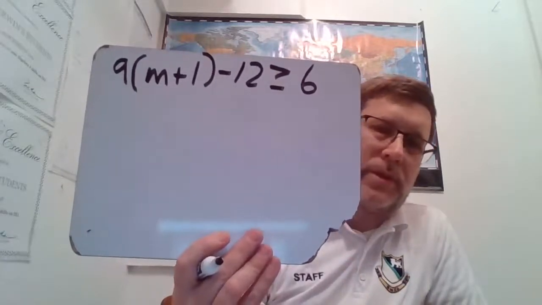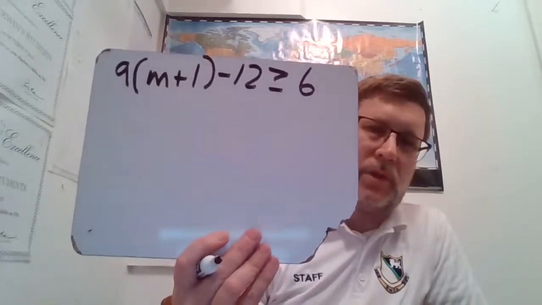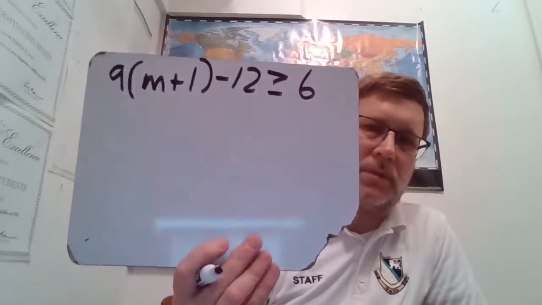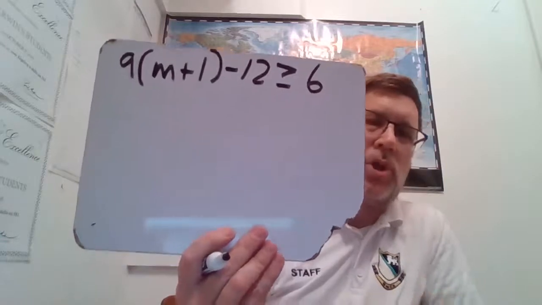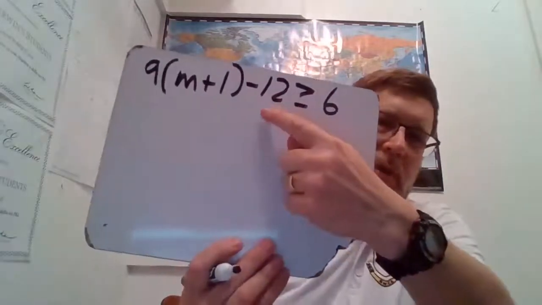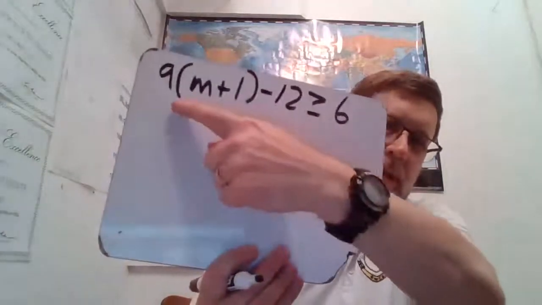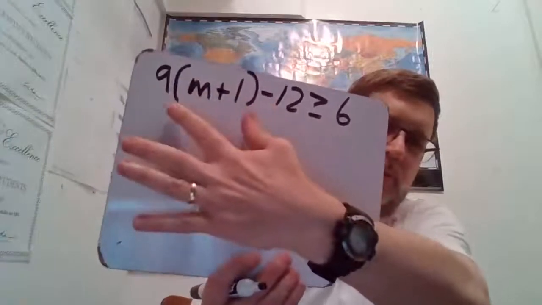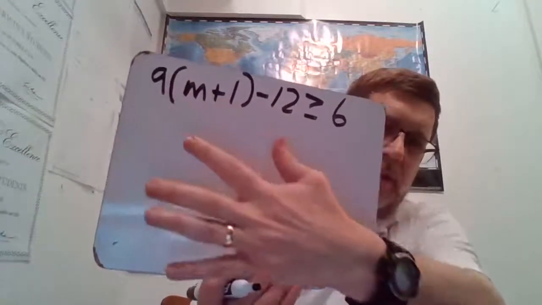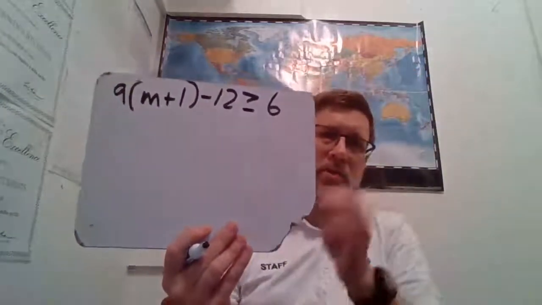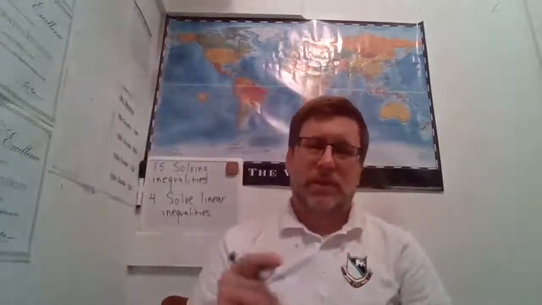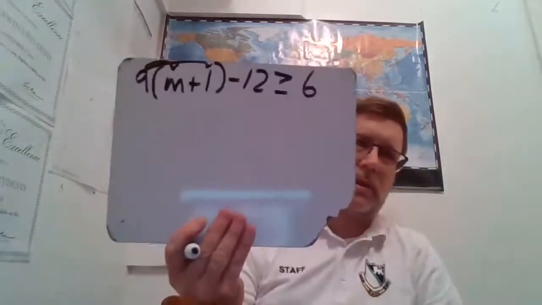But out of the parentheses is the 9. You can distribute that to the M and to the 1. You cannot distribute to the 12 because that's not in parentheses. The 9 is in front of the parentheses, so you can only deal with what's in parentheses. You cannot distribute to the 12 or the 6. I write arrows meaning it's the direction in which we are going.